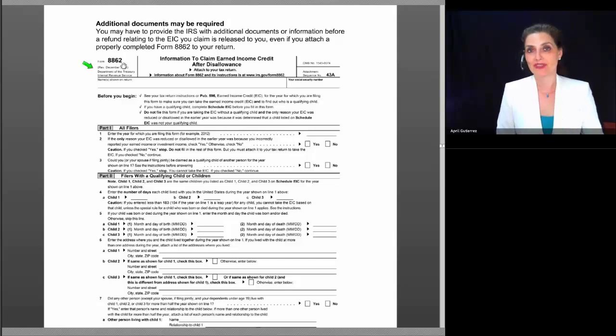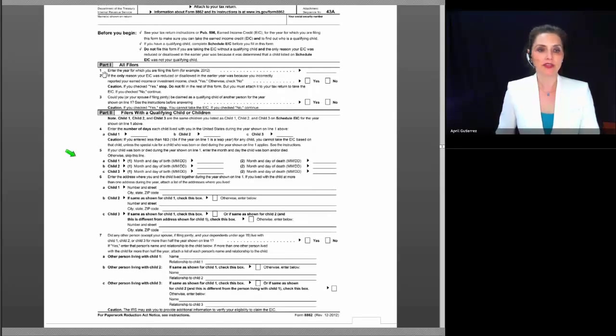So if you've got a client that's come to you and their tax return has been filed, the IRS rejects it because 8862 is required, so then you attach it and you e-file it again, you may as well at that point in time tell your client it's going to be a long wait. And in fact, the IRS is more than likely going to have to do follow-up letters in the mail asking for documentation or verification. 8862 doesn't mean they won't get their money, but it does mean that if they do get their money, it's probably going to take much, much longer than is normally the case. So you may have to provide the IRS with additional documents or information before a refund claim relating to EIC is released to you, even if you do attach the form as required.